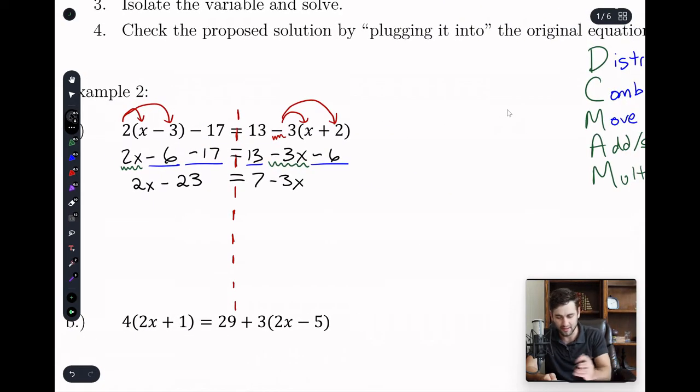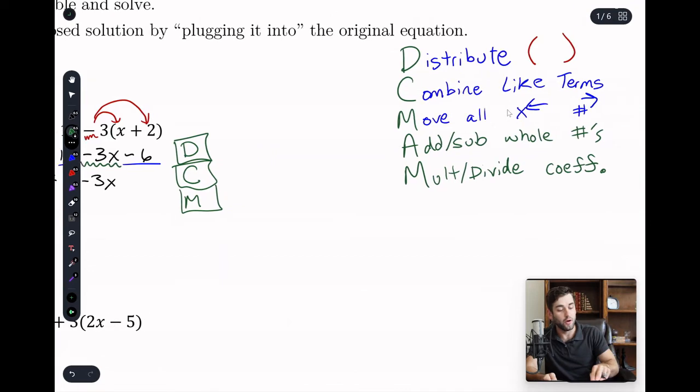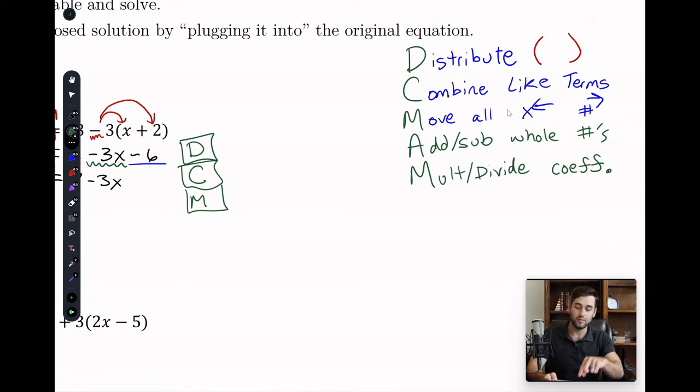I probably should put the letters next to it. That'd be pretty cool, right? So look, boom, there's the D step. Boom, there's the C step. Guess what we're doing next? Move all the x's to one side and the numbers to the other.